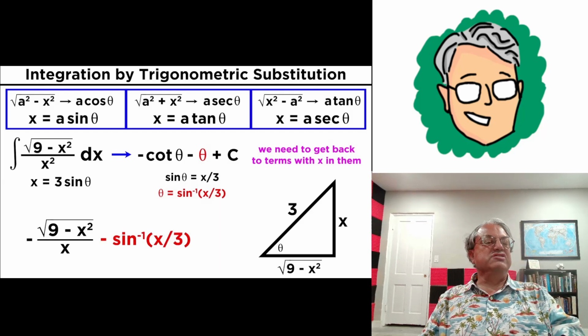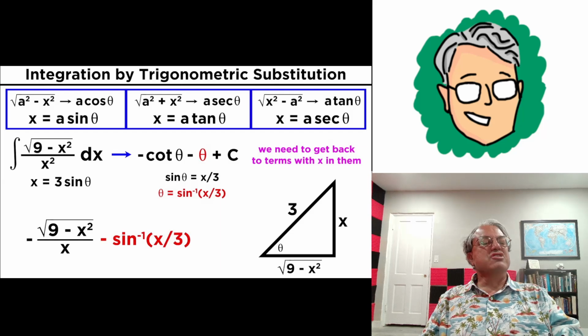So basically the idea is you want to let x be a simple trigonometric function, maybe multiplied by a constant, in this case a, where you have a squared plus or minus x squared. And then this expression that you want to simplify, the integrand, turns into a nice trig function. So you'll see a bunch of examples.